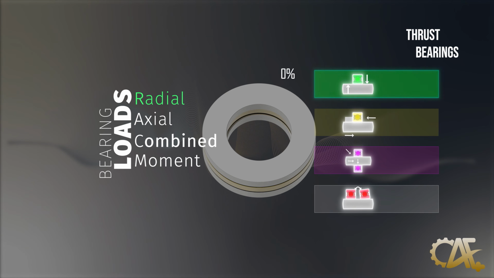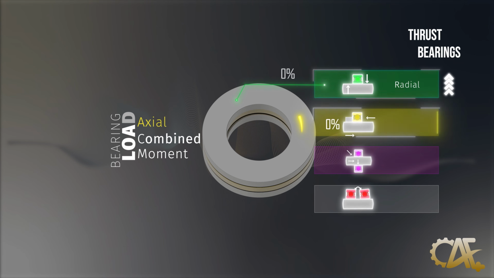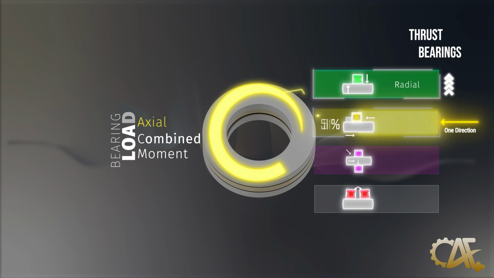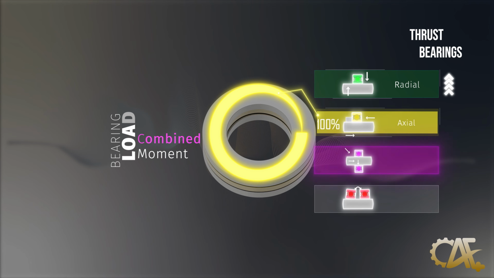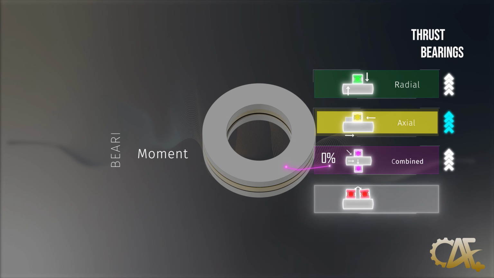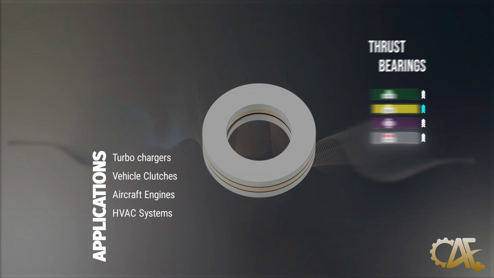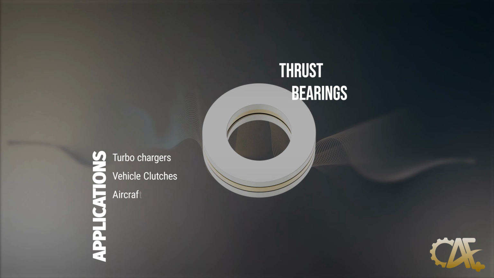However, they aren't designed to handle radial loads, with the exception of thrust spherical roller bearings, which can manage minor radial loads. They also aren't equipped to handle combined loads, and, unsurprisingly, are not built to accommodate moment load. The benefits of thrust bearings include their ability to handle high axial loads and their compact design, which is invaluable in space-restricted applications. Thus, they find common use in turbochargers, vehicle clutches, aircraft engines, and HVAC systems.